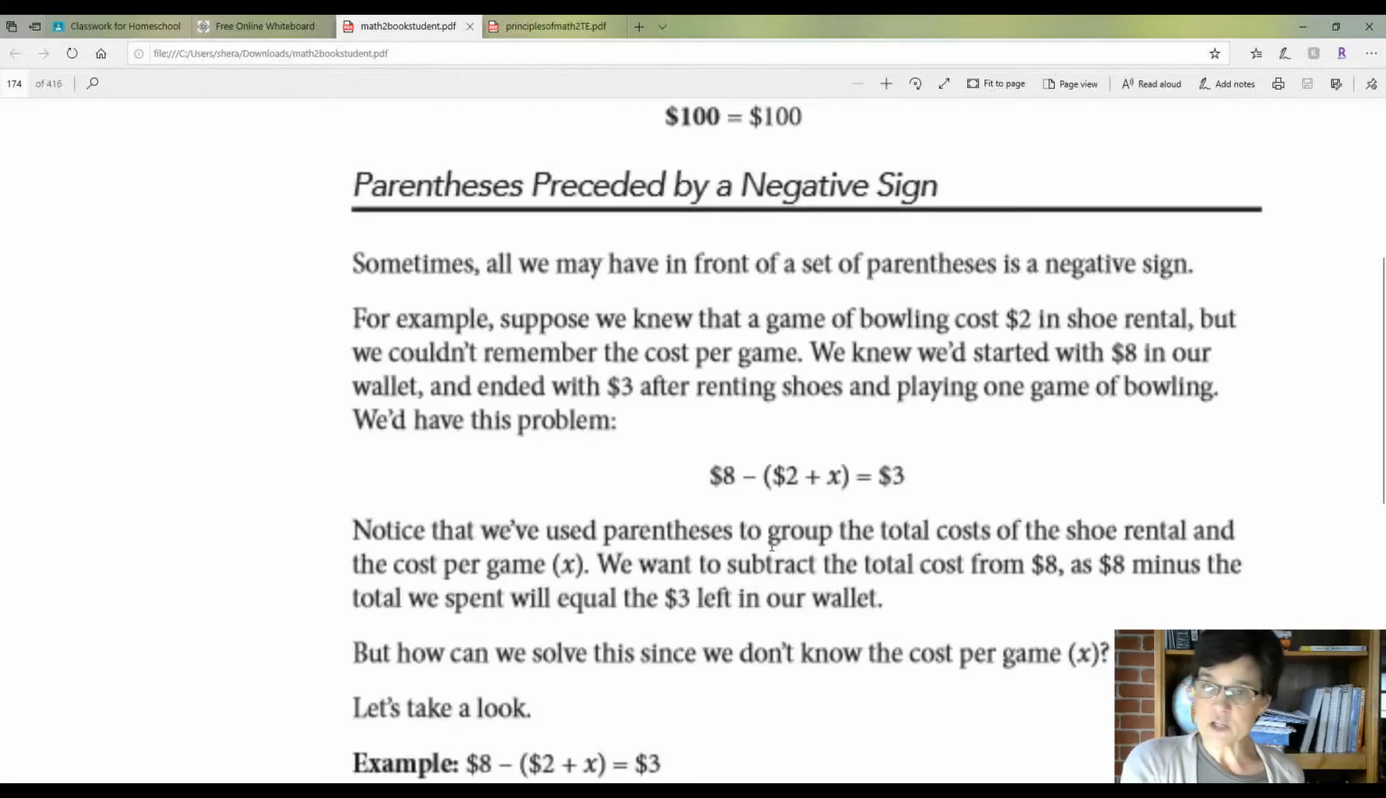Now let's do parentheses preceded by a negative sign. Sometimes all we may have in front of a set of parentheses is a negative sign, like this here. For example, suppose we knew that a game of bowling was $2 in shoe rental, but we couldn't remember the cost per game. We knew we'd started with $8 in our wallet, ended up with $3 after renting the shoes and playing one game of bowling, so we'd have this problem right here.